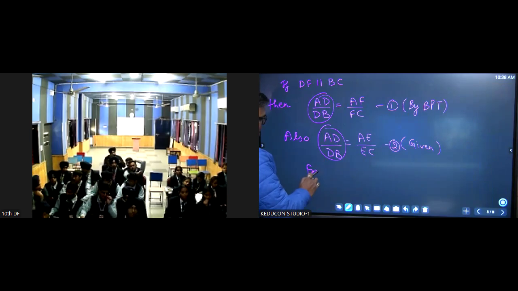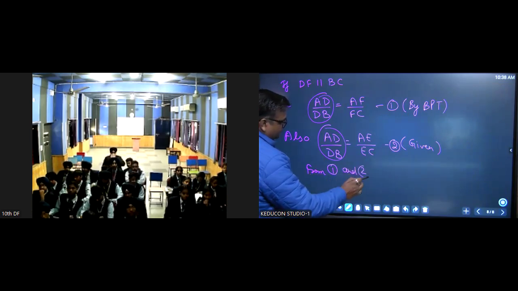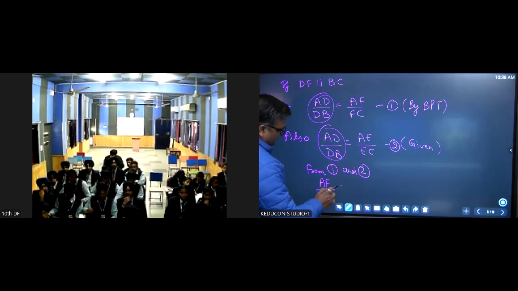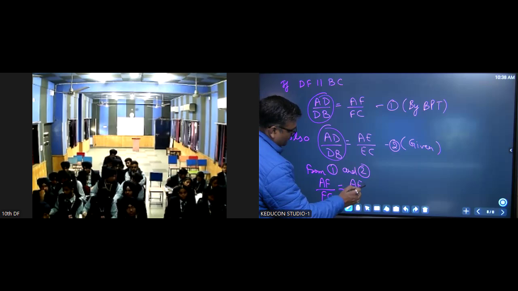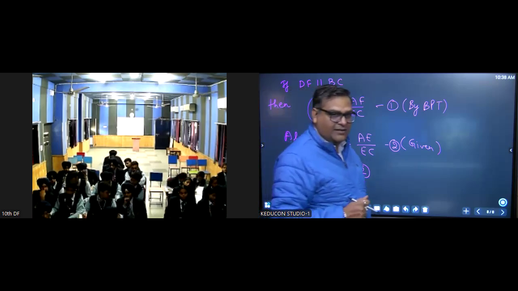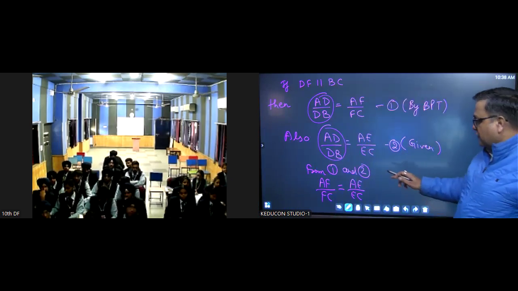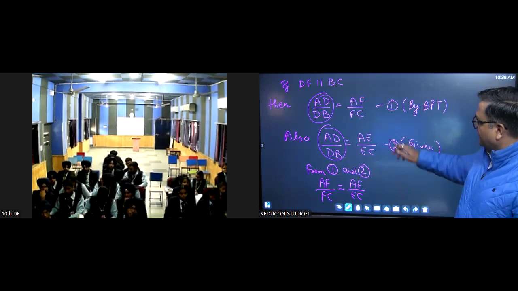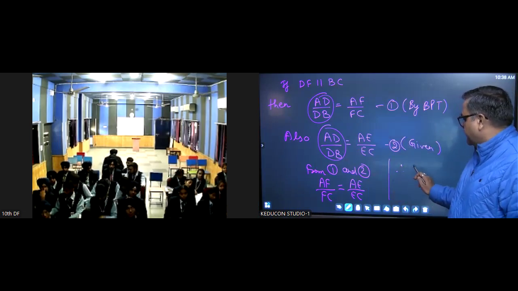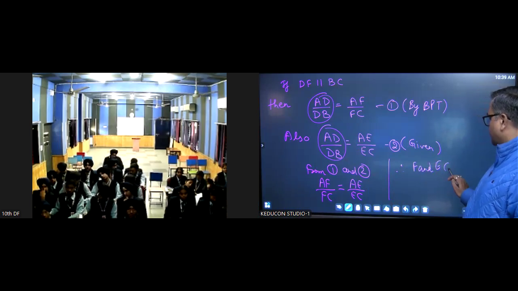Now from 1 and 2, ये दोनों चीजें सेम है बच्चों. So what you can conclude from 1 and 2, AF upon FC is equal to AE upon EC. Is this clear? Yes or no? Yes, sir. अच्छा, अगर वो दोनों की रेशो सेम है, तो हम क्या कंक्लूड कर सकते हैं? Therefore, F and E coincide.